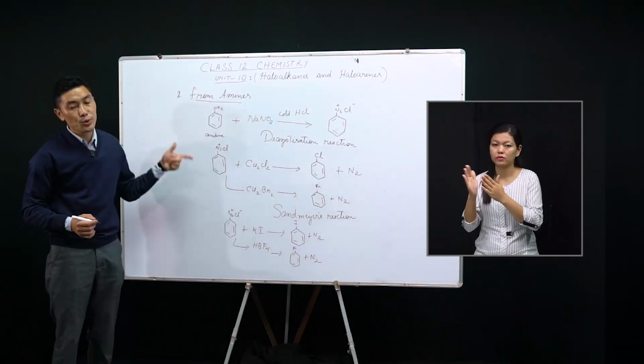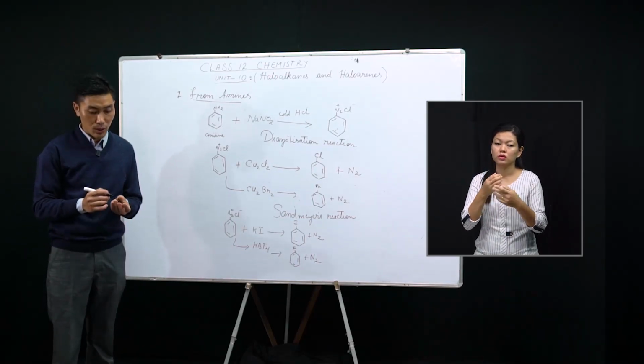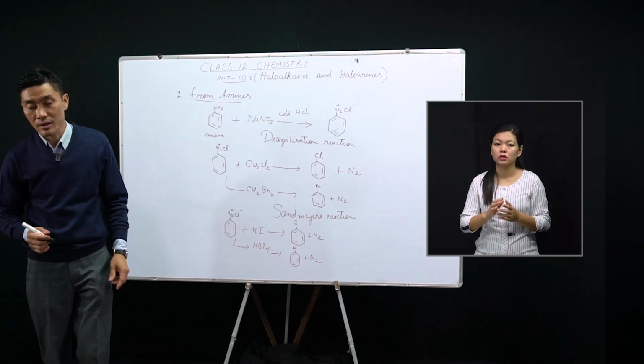So these are the two important methods for preparation of haloarenes. One is from hydrocarbons and the other method is from amines.